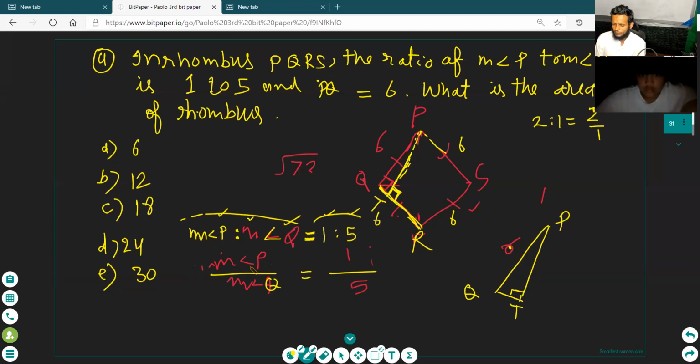Then do cross multiplication and find one value of angle. You should find the one value. Okay. Find it. So you cancel out, right? You do cross multiplication. Simple thing. Cross multiplication.